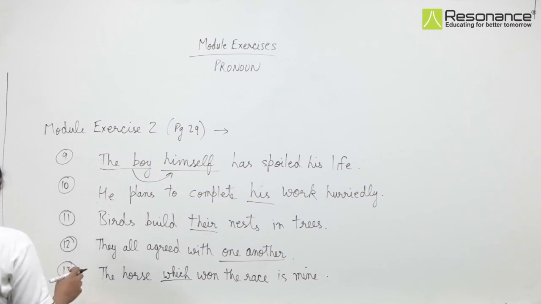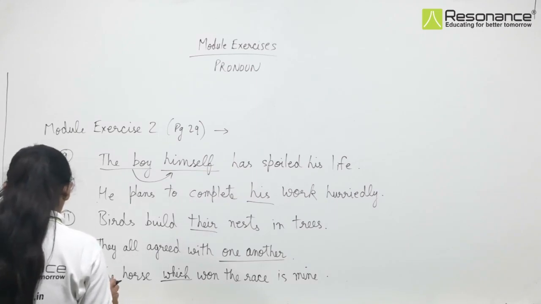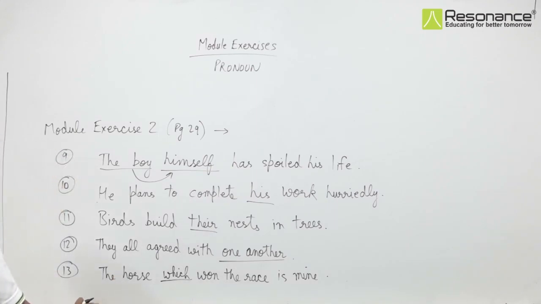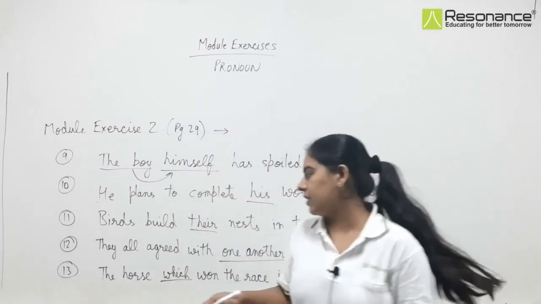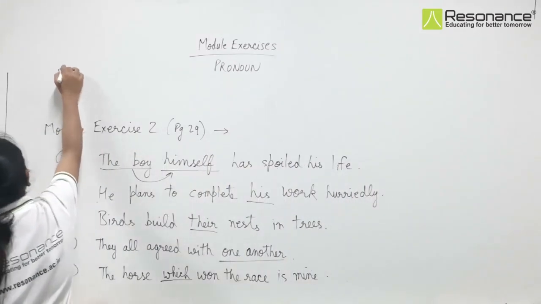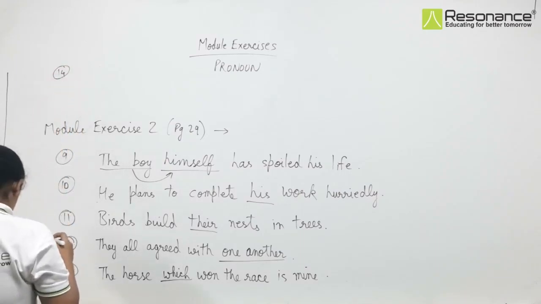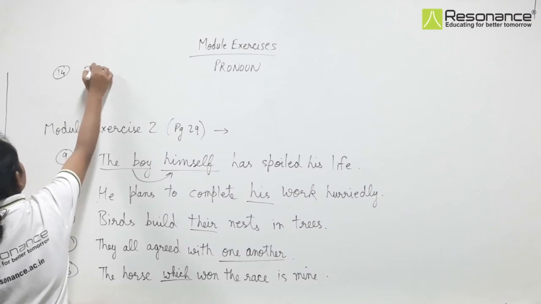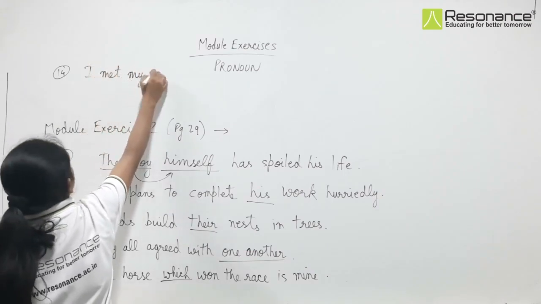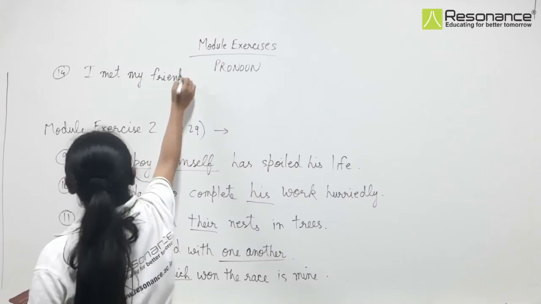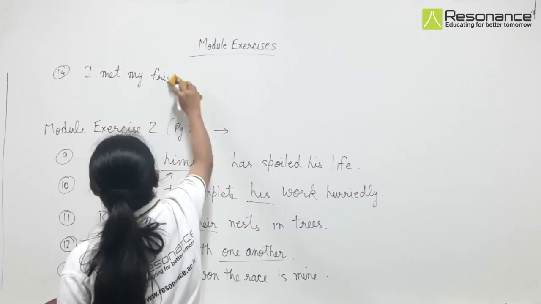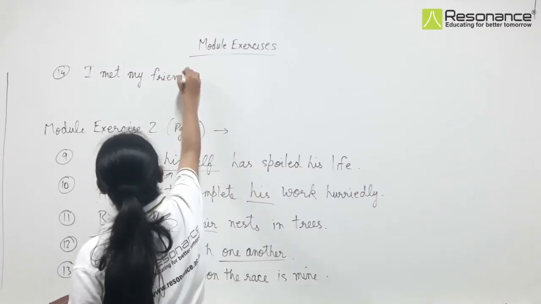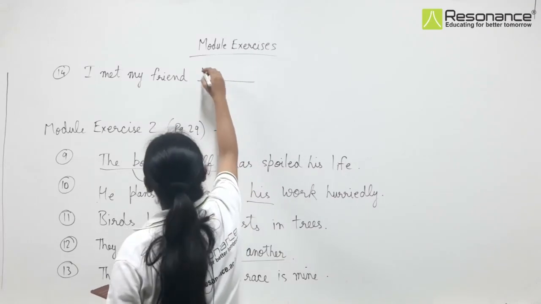Then we have question number 14 to 16. You have to join the sentences by using the words given in the brackets. In question 14th, I met my friend, he had just arrived. Now here you have a hint given in the bracket. You have to use that hint and join both the sentences given. So how will you do it? You will write, I met my friend. Now here friend is the antecedent I am talking about. So for friend, I will use which relative pronoun?